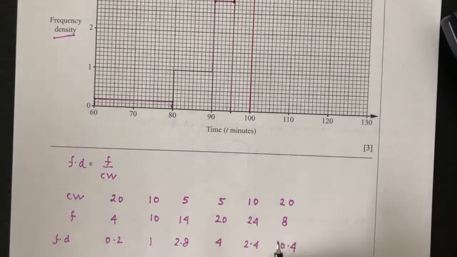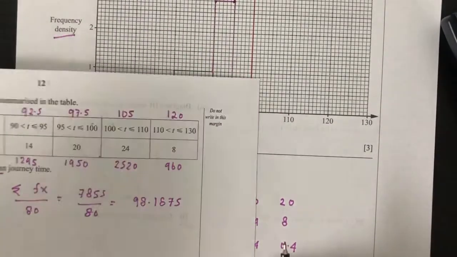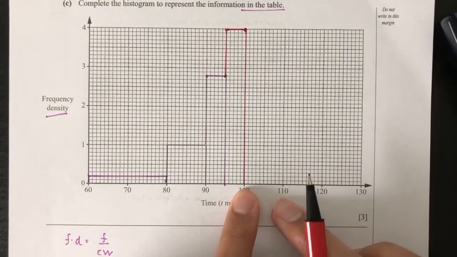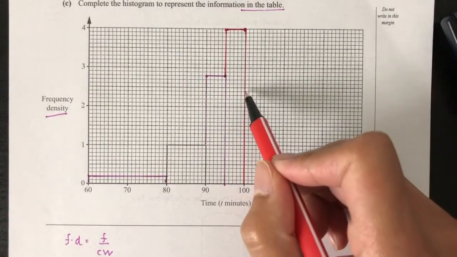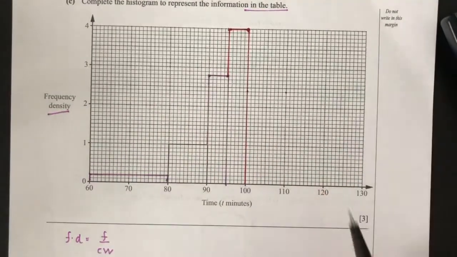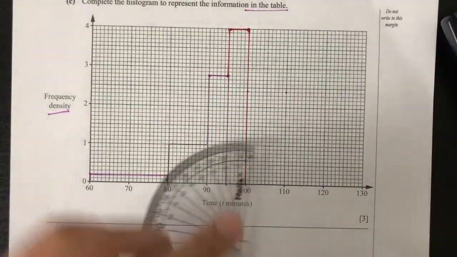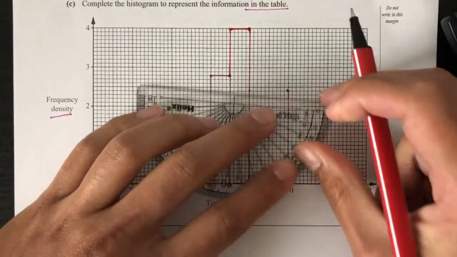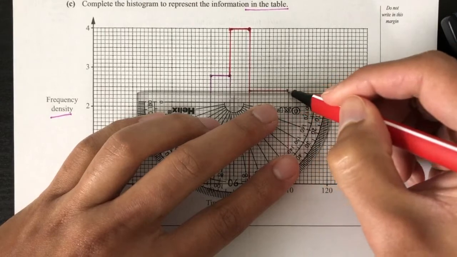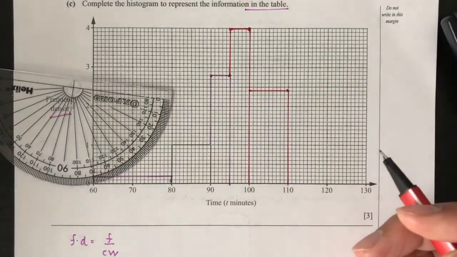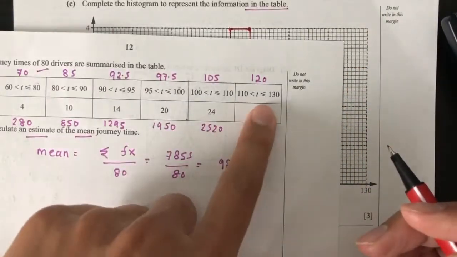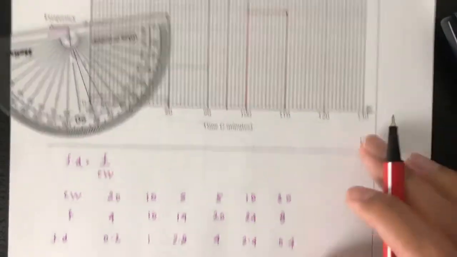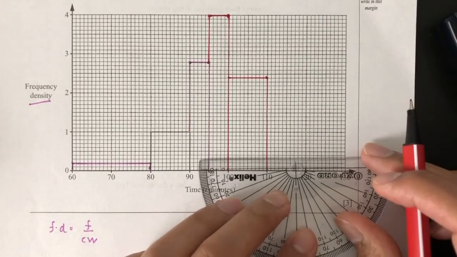And we have this one, which is 2.4, and the class is from 100 to 110. So 2.4 will be right here. This to this. Okay, here we go. And finally, the last class is from 110 to 130, and the frequency density is 0.4. So 0.4 will be right here.